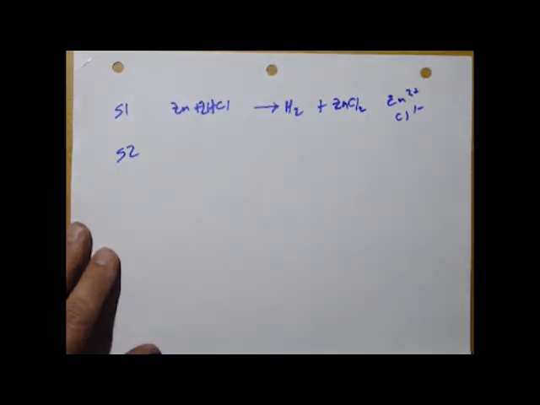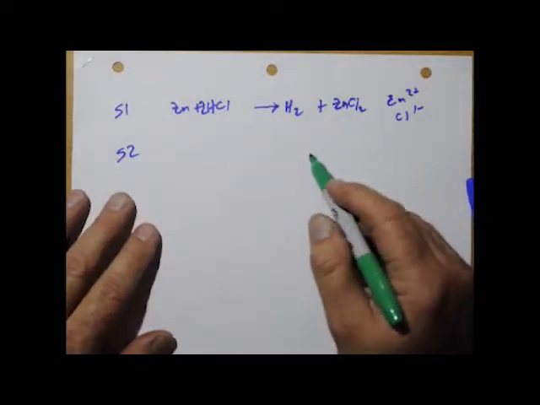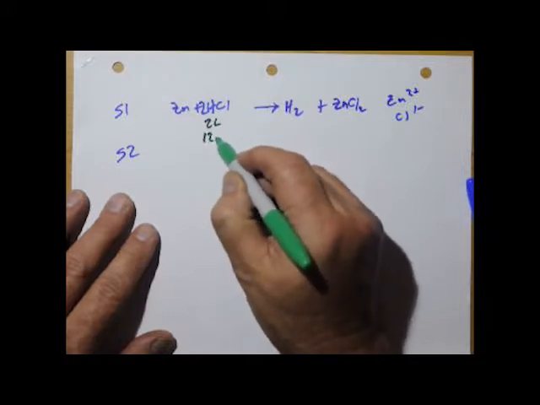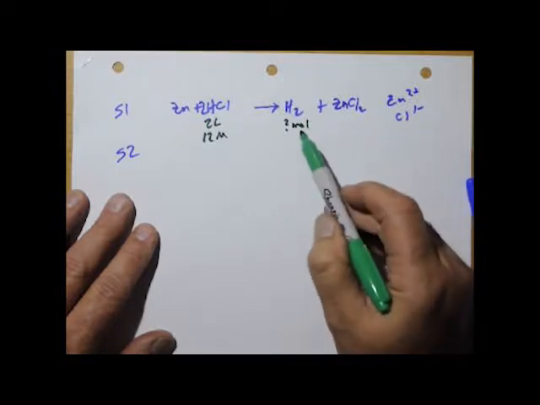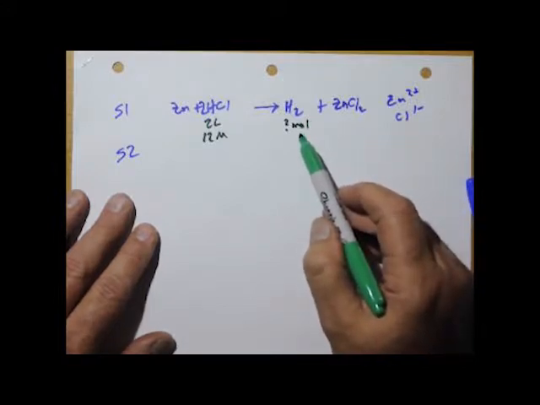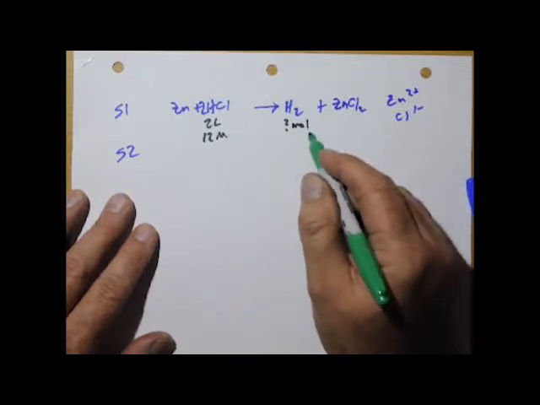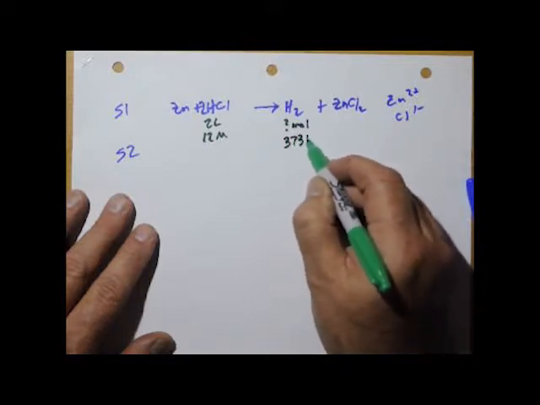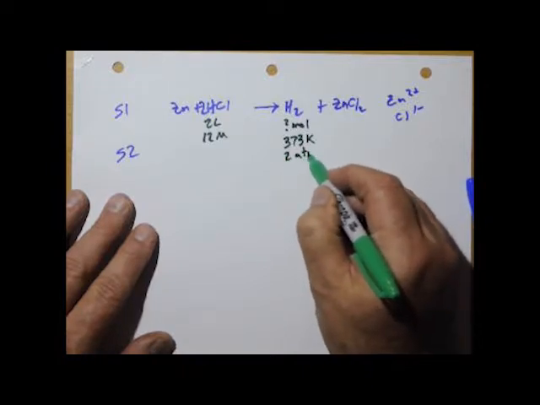Step 2. Another thing that might be handy to do is underneath here, write down what you need and where you're going. Like, we have 2 liters of this, and it's 12 molar. Over here, this is what we're trying to find. We're trying to find the volume of this, but in order to find the volume, in this situation, we have to find the moles first, right? And then the temperature is 100 degrees C, but that's 373 Kelvin. Remember the 273, you got to do that. And then we're at 2 atmospheres of pressure.